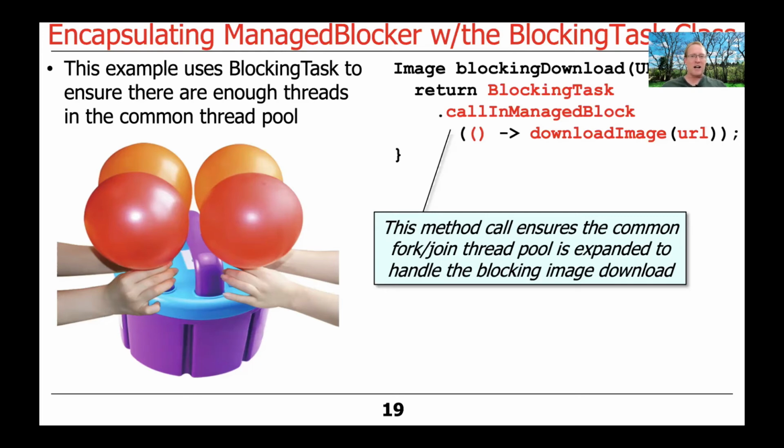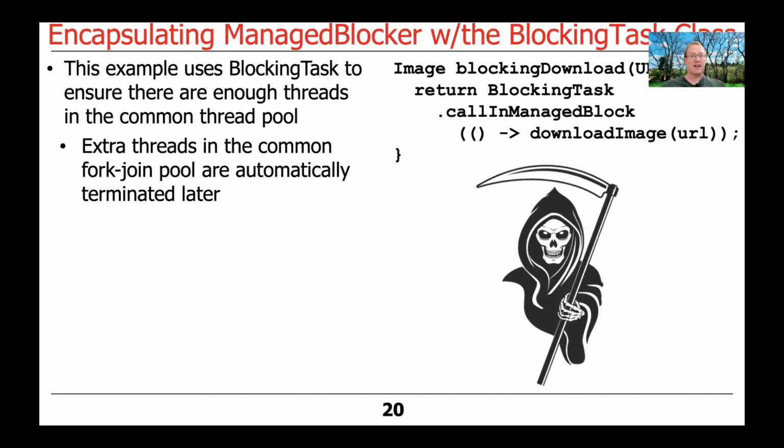And by using this particular mechanism in the way we're doing here, the common fork join pool will automatically be expanded and contracted to handle the fact that the downloads could run for a while and therefore will block the calling thread. So this is a very nice, clean way of being able to use ManagedBlocker without having to expose any details to the programmer about the ManagedBlocker interface or the block method or the isReleasable method. All those things are encapsulated very cleanly within this API. As I mentioned before, any extra threads that are created in the common fork join pool will automatically be terminated later on, so you don't have to worry about managing that.